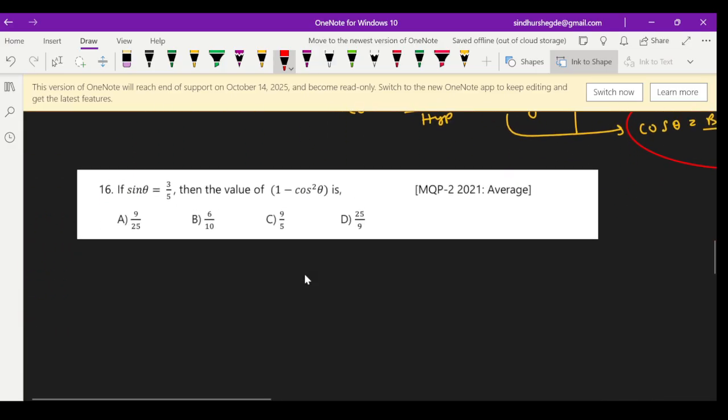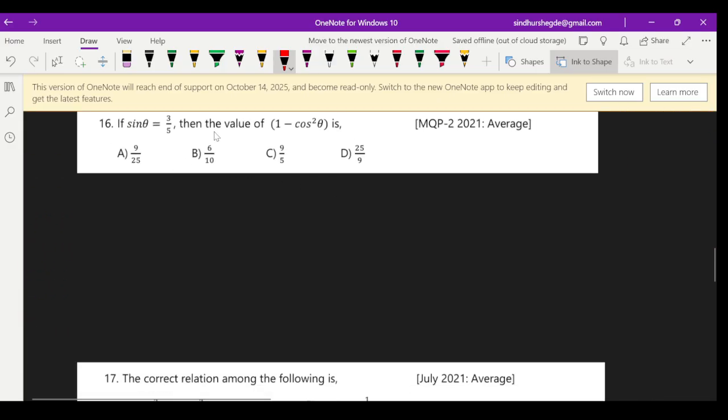Okay. Now next question is, sin theta is 3 by 5, then find the value of 1 minus cos square theta. So this question is based on the identity, that is sin square theta plus cos square theta is equal to 1, and they're asking 1 minus cos square theta. So first of all, what would be the expression for 1 minus cos square theta? Shift this cos square theta to the opposite side, it will become sin square theta equal to 1 minus cos square theta.